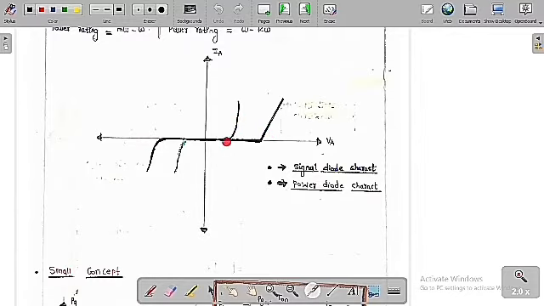So you can see clearly the range is now increased. The range is increased, meaning the reverse bias voltage is increased, and the forward bias voltage is also going to increase for the power diode, compared to the signal diode characteristics.